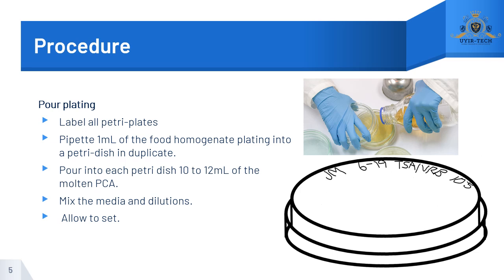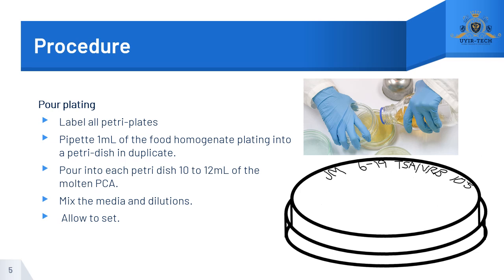Please remember that in food microbiological examination we always perform duplicate plates. After addition of the samples, we have to pour the media. Pour into each petri dish around 10 to 12 ml of molten plate count agar, within 15 minutes from the time of preparation of the original dilution.